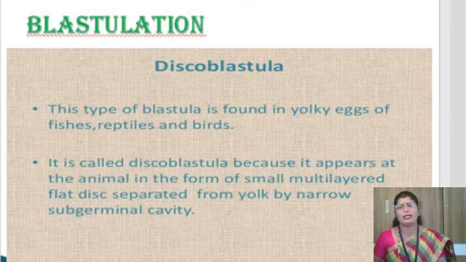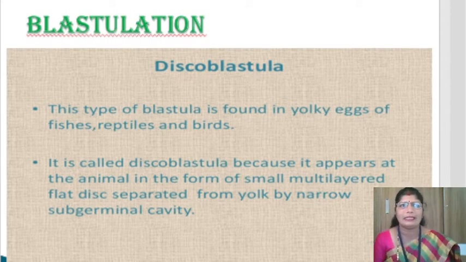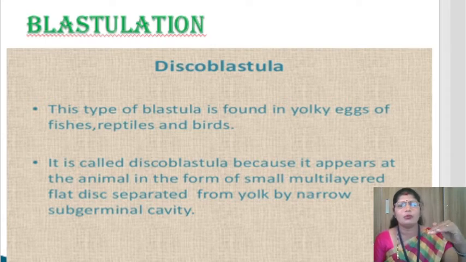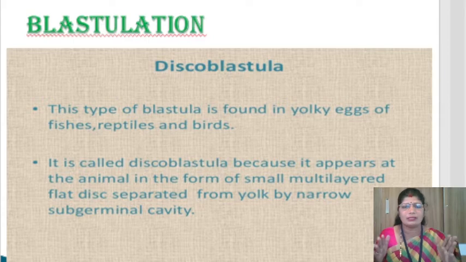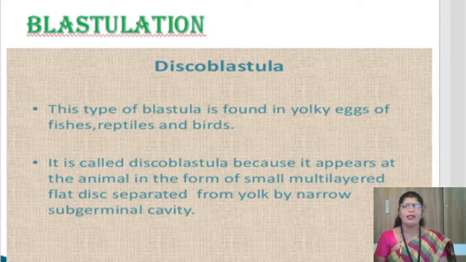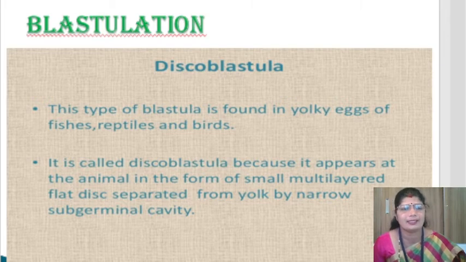Next, coming to the discoblastula. Discoblastula is quite common in bird eggs because it is macrolecithal. In birds, macrolecithal means a large amount of yolk. Blastula can be seen only towards the animal pole, because towards the vegetal pole there is a large amount of yolk. Therefore, it will not undergo any cleavage. So the blastula is restricted to the animal pole. Therefore, it is called the discoblastula, and it appears like a disc at the animal pole.